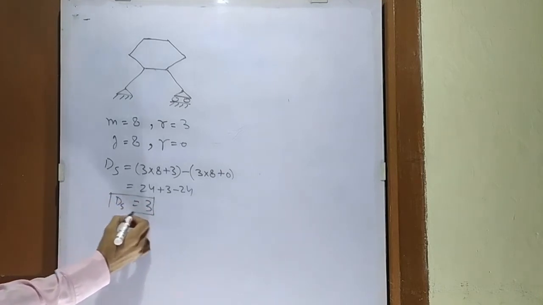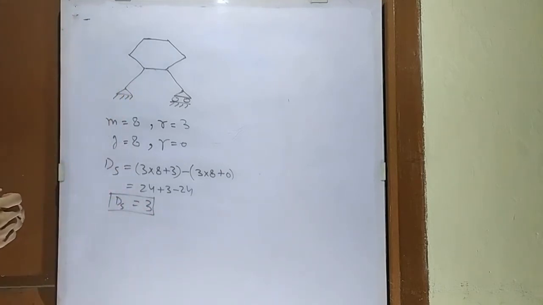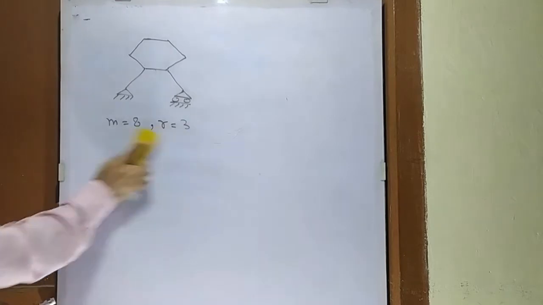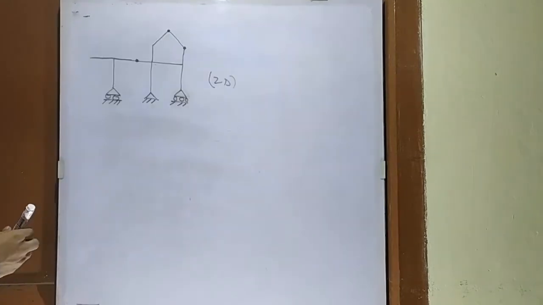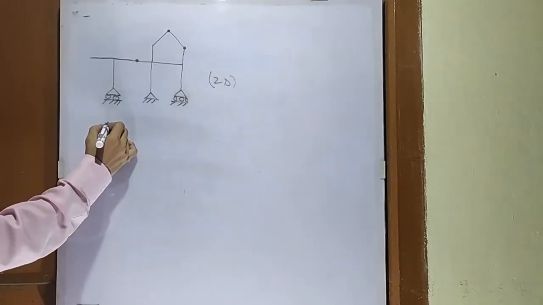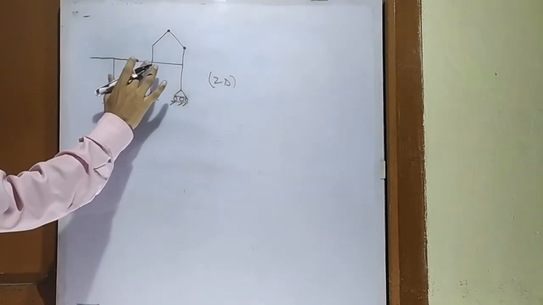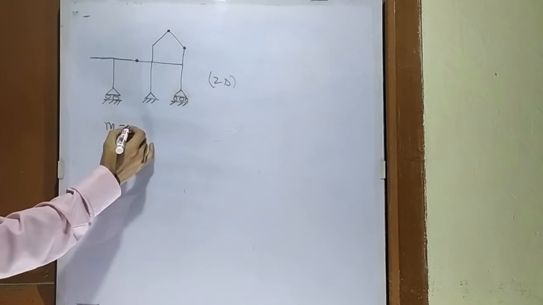So the degree of static indeterminacy for this particular rigid frame structure in 2D is 3. Now we will move on to our next example. Let us try to solve this example. In this example, what is the number of members? Number of members is 1, 2, 3, 4, 5, 6, 7, 8, 9, 10, 11. Number of members is 11.